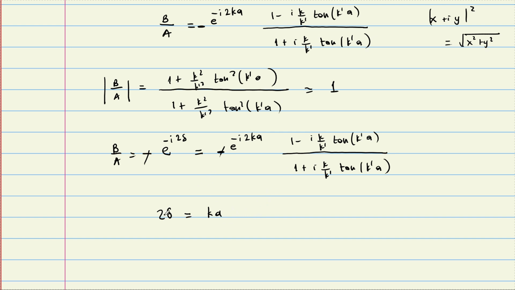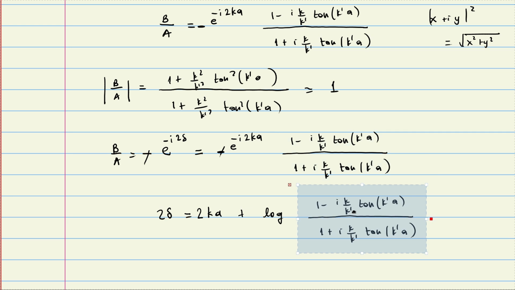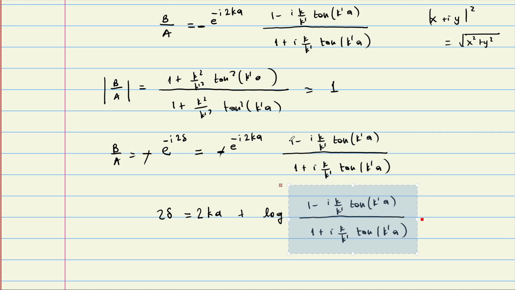So this is going to be 2 delta is equal to 2k plus log of this entire thing. Some people wrote it like arc, that's also fine, right? If you know what the arc function is, you can also write it like arc, but delta happens to be this. And that's the end of the problem.